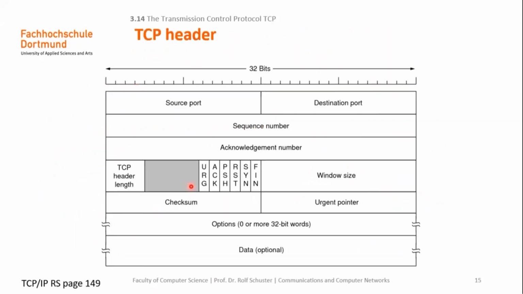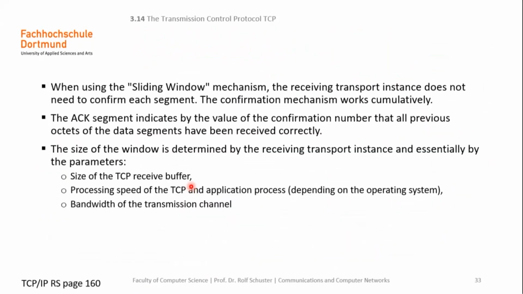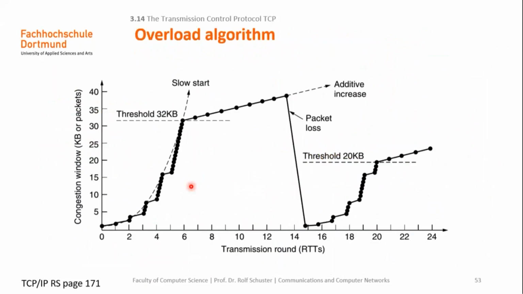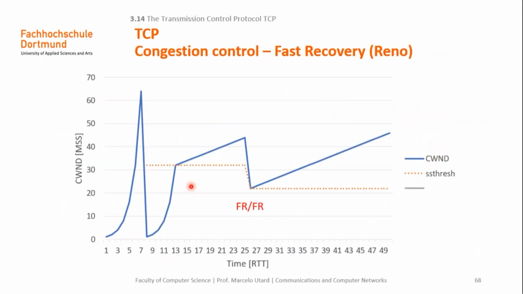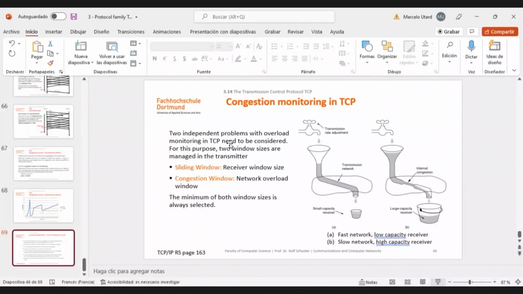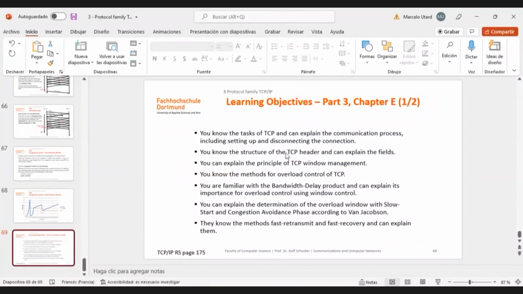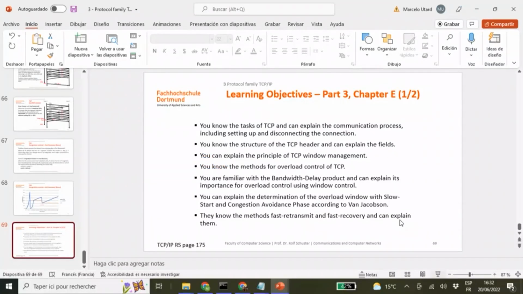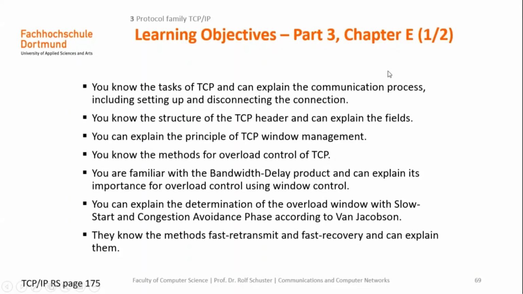Then simply, we already explained different aspects of TCP, and I suppose that those are the learning objectives of this chapter E, the last chapter of the TCP/IP protocol family. You know the tasks of TCP and can explain the communication process, including setting up and disconnecting the connection. Remember the three-way handshake and the four-way handshake in order to close the connection.